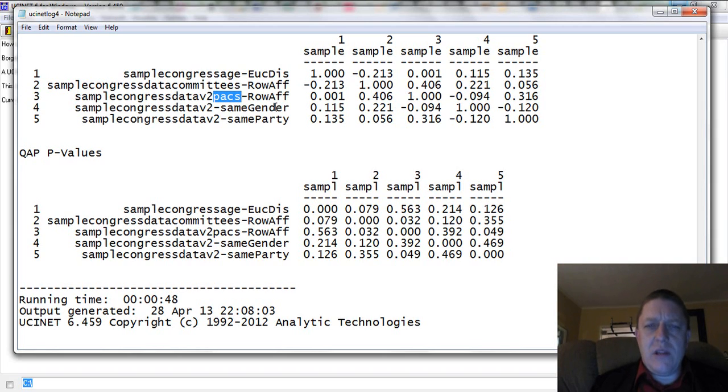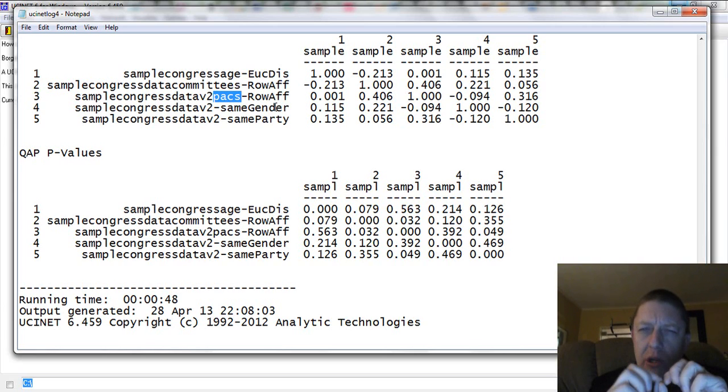Interestingly, we have a negative correlation there. What does that mean? It means that two people of the same gender are less likely to share PACs than two people of different genders. Wow. So much for gender-based coalitions in the Congress, right? Well, first of all, remember that this is only for 10 people.